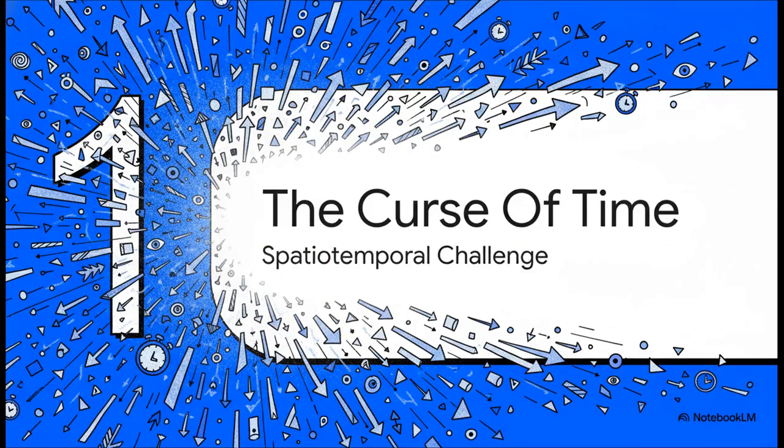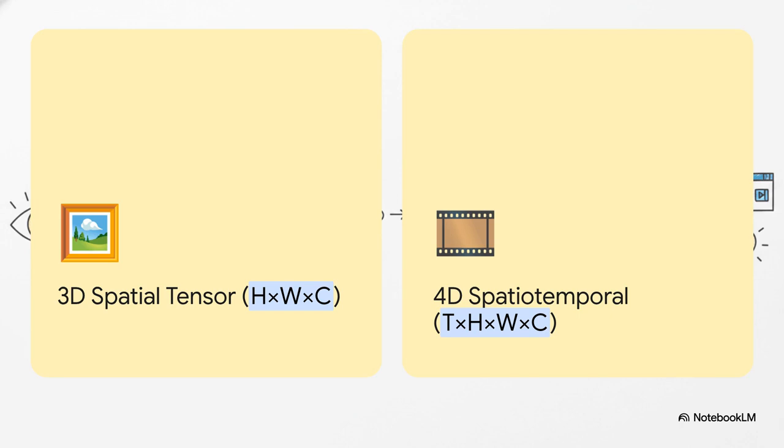Right. Section 1, the curse of time, also known as the spatio-temporal challenge. Let's start with the villain of our story, which is the literal explosion of data that happens the moment you add time into the mix. Now notice the stark contrast in the math here. With a single image, an AI deals with a 3D spatial tensor. It's just height, width, and color channels.